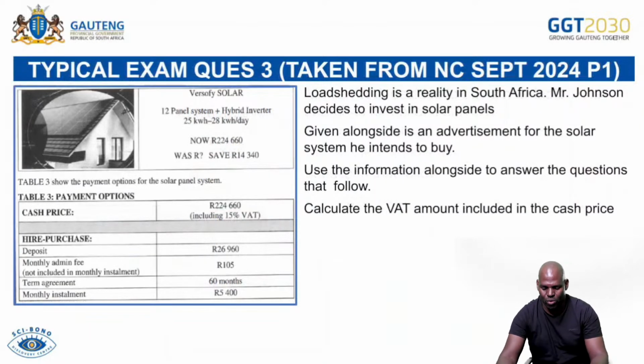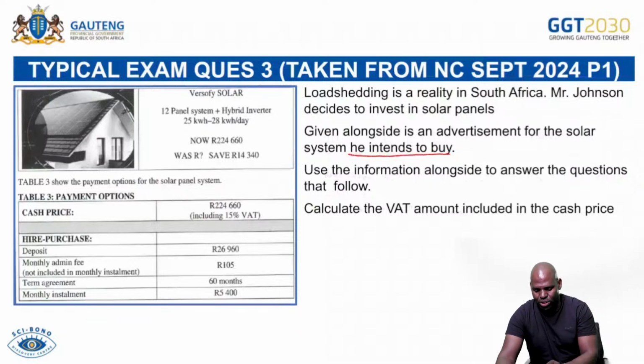The next question, which is related to VAT as well. This one was taken from, again, September 2024, Northern Cape. Load shedding is a reality in South Africa. Mr. Johnson decides to invest in solar panels. Given alongside is an advertisement for the solar system he intends to buy.